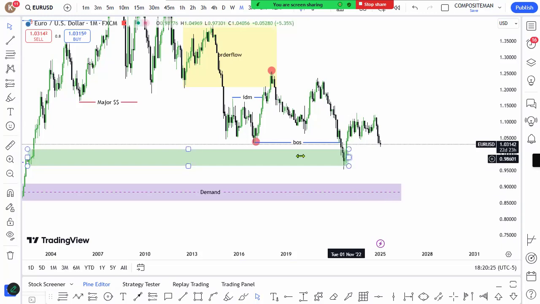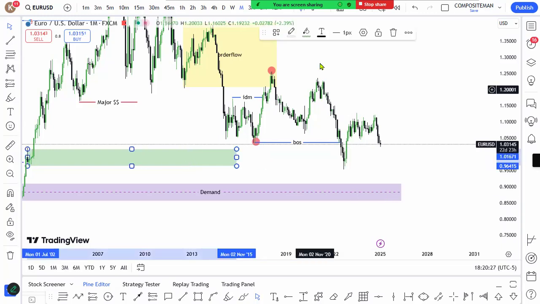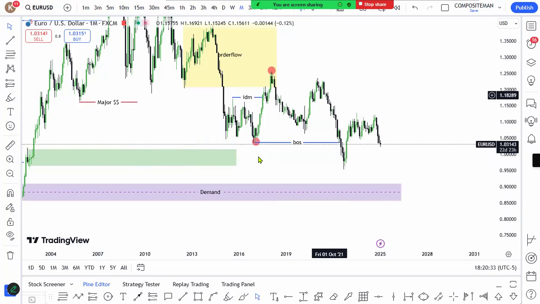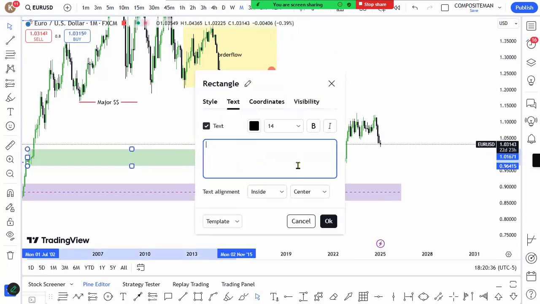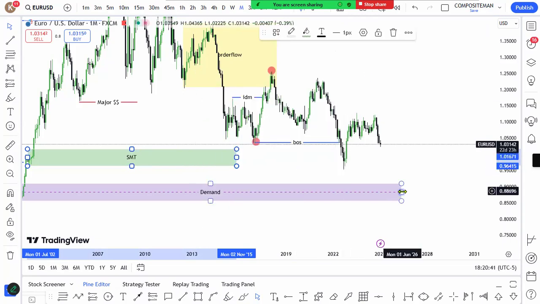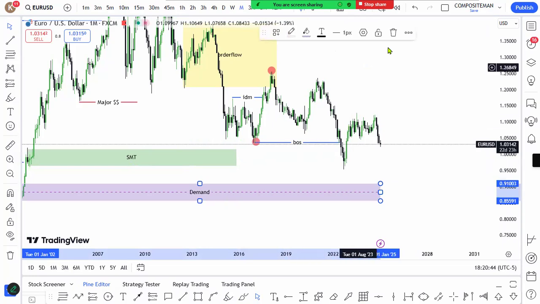So we can actually look at this as a trap, right? We call it trap zone. SMT, smart money trap. And we're heading here towards this level.